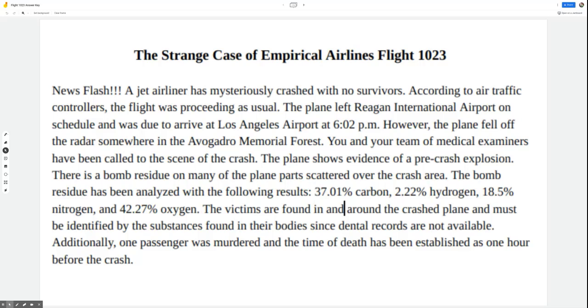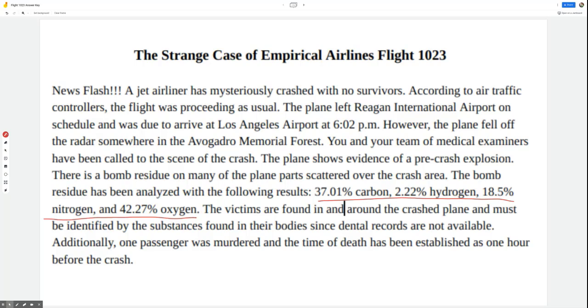All right. So this is going to be the walkthrough with answers for the Empirical Airlines Flight 1023 exercise. So this is, of course, all the instructions. There's been a plane crash. We're going to investigate. It does give us some information about the explosive, the bomb. We have percent composition of that material here. We'll take care of that later.